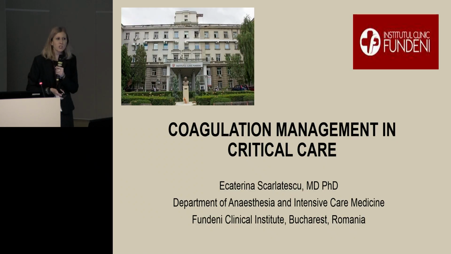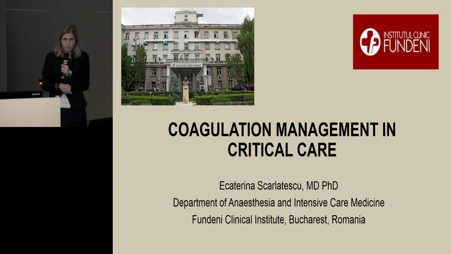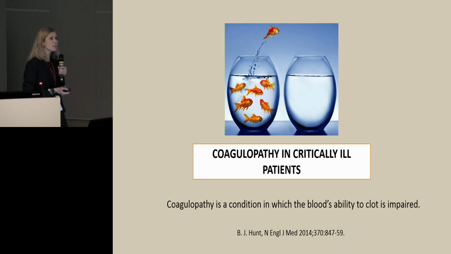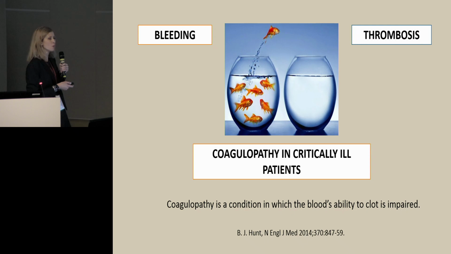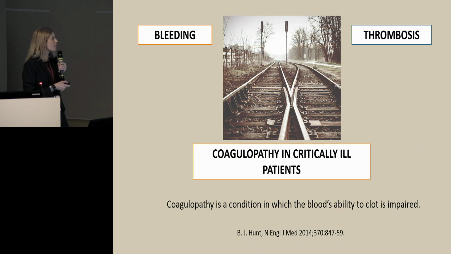Now, about the coagulation management in critical care. If we think about coagulopathy, the first question that we ask is, what is coagulopathy? According to this definition, coagulopathy is a condition in which the blood's ability to clot is impaired. And this can mean two things, either bleeding or thrombosis. And in our ICU patients, actually we can see both of them quite often. And sometimes we can see them even in the same patient. So this is a special situation where these two go together.